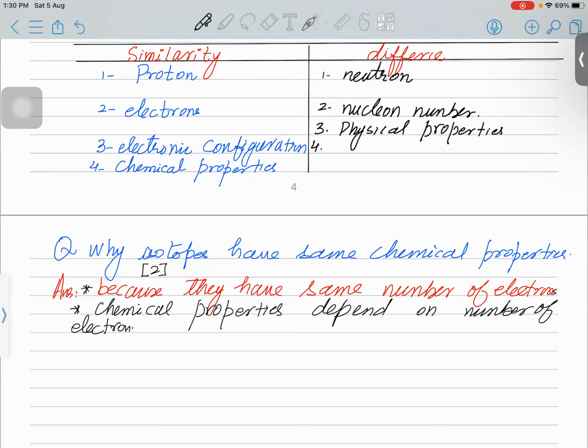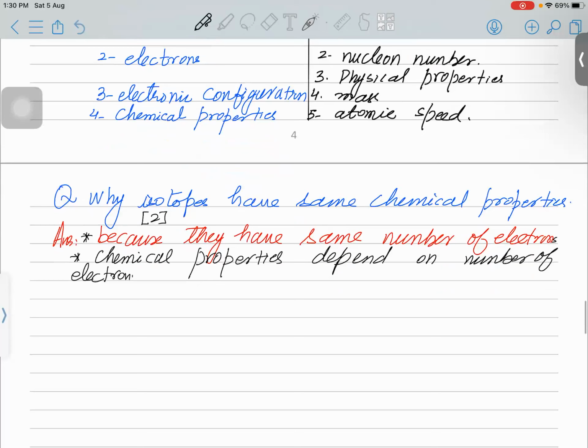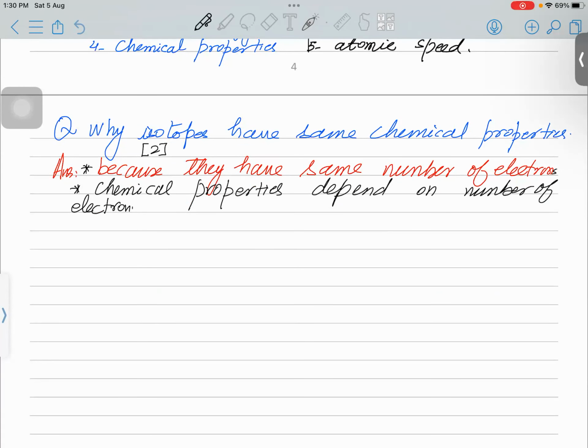Next, anything which is different? Their mass is different. Number 5, their atomic speed. Atomic speed is different because atomic speed depends on nucleon number. Now, do you have any question regarding isotopes? No, sir. Okay.